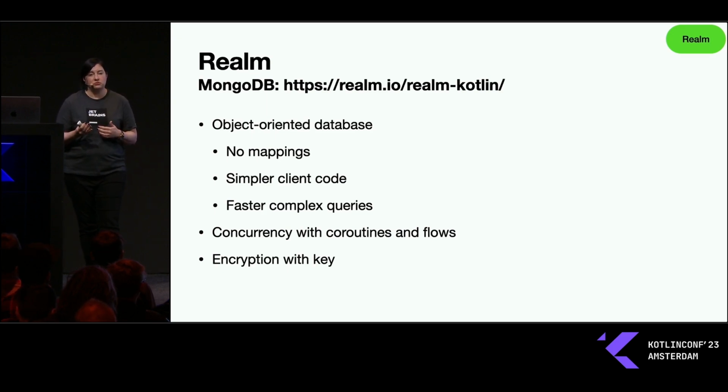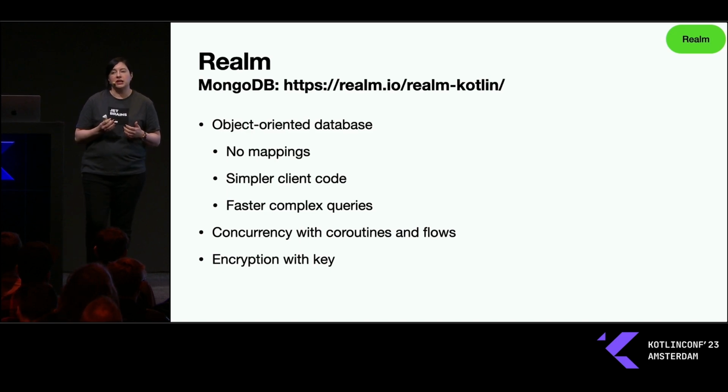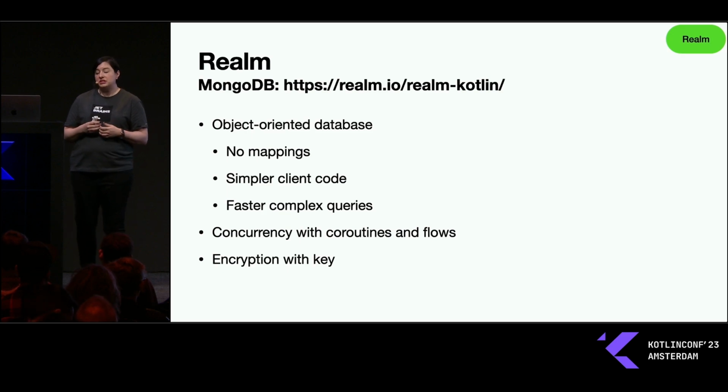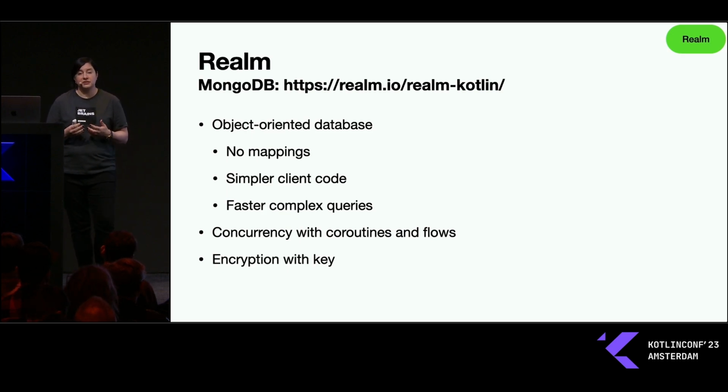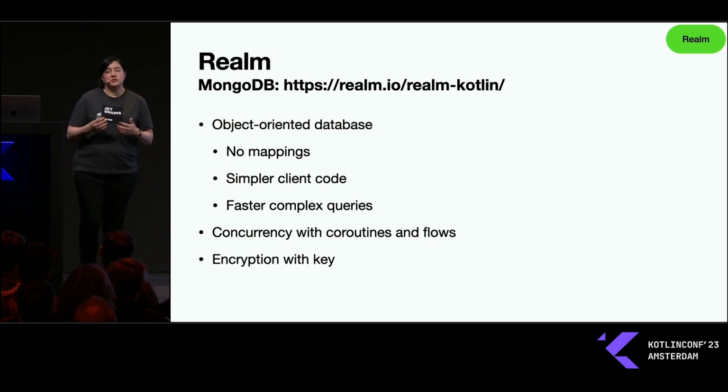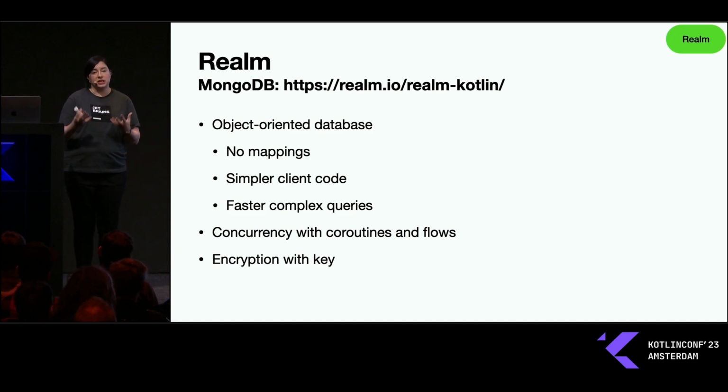What's also nice about Realm is the way that it allows you to write more idiomatic Kotlin, and it supports coroutines and flows for observing the database. It supports encryption with a key. So when you create your database, you provide it with a key and it will encrypt the whole database. And then when you open the database, you just have to provide the key and unlock the database, basically.